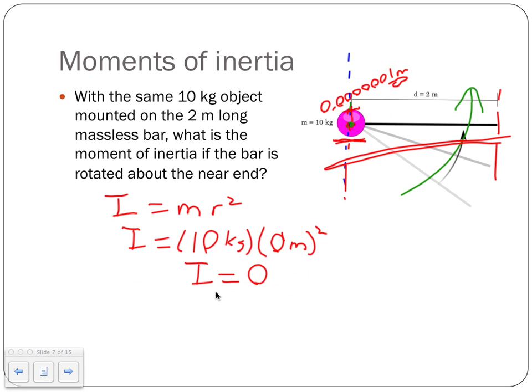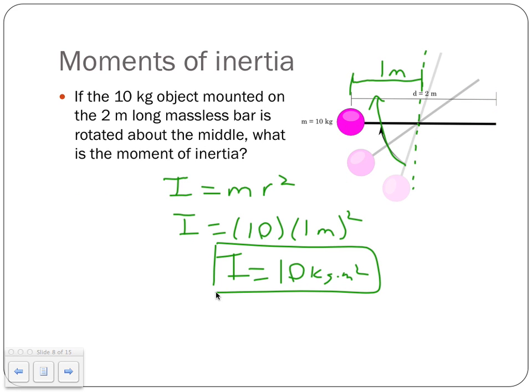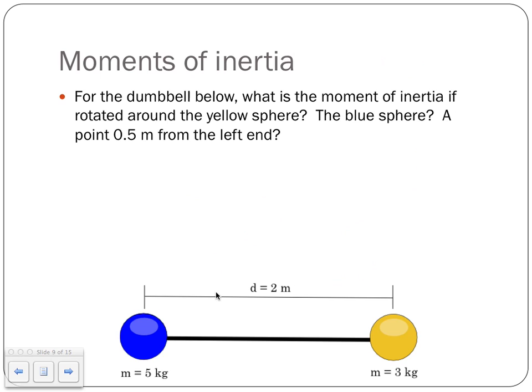When we put the ball right on the axis, we got 0. When the axis is in the middle, we end up with 10, somewhere in between those two values, which would be consistent with what we said. So we've only had one object here. What if we had more than one object?